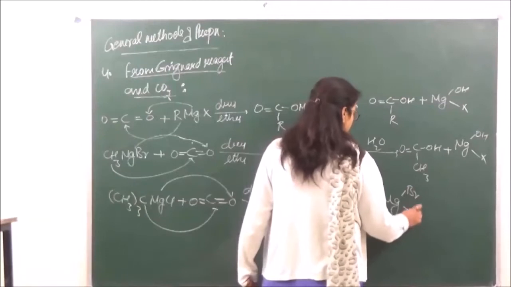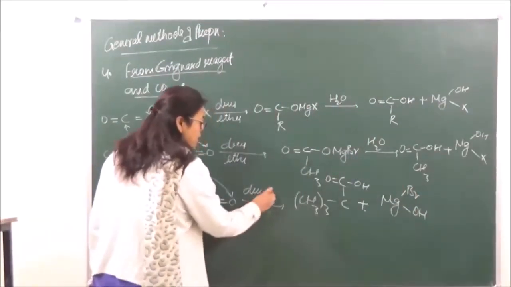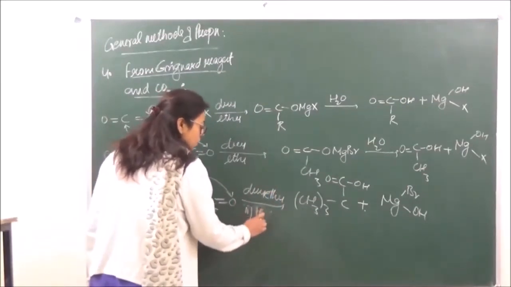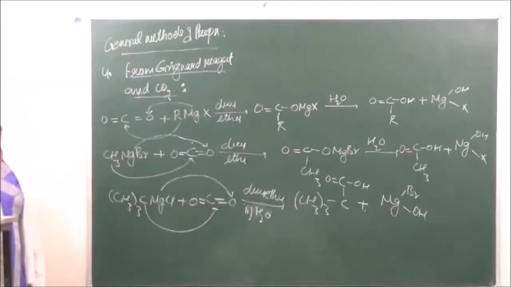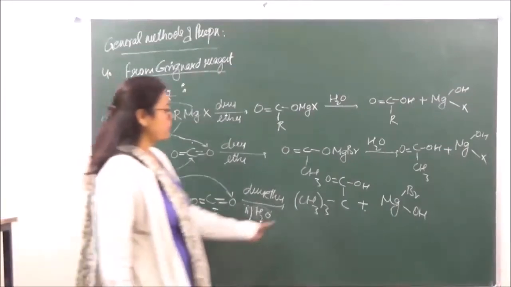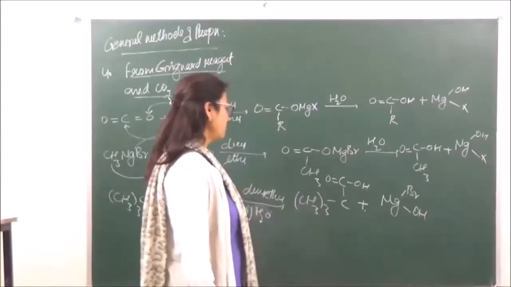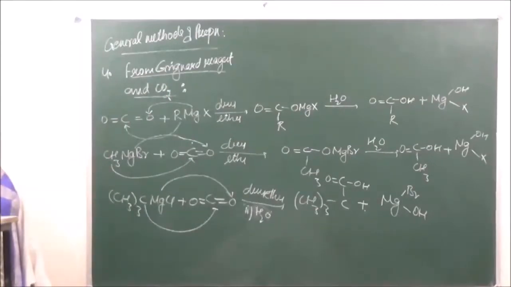Plus MgBr and OH, right? So here you can write down that you are reacting it with dry ether in the first reaction, and in the second we are doing the hydrolysis of the product formed, such as to give over here 2,2-dimethyl propanoic acid. This is going to be the acid which is formed over here, right? 2,2-dimethyl propanoic acid.